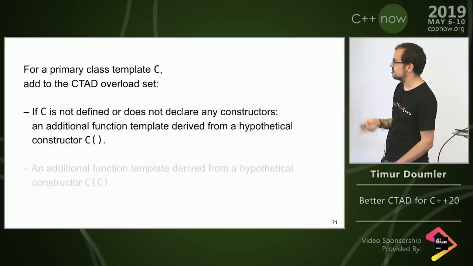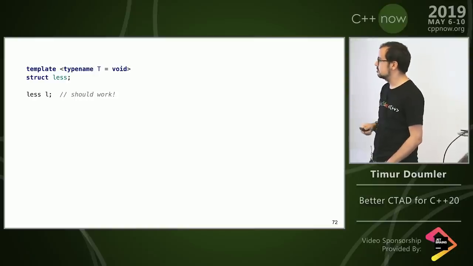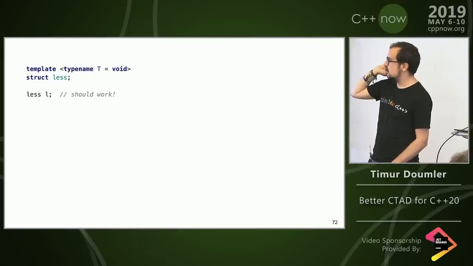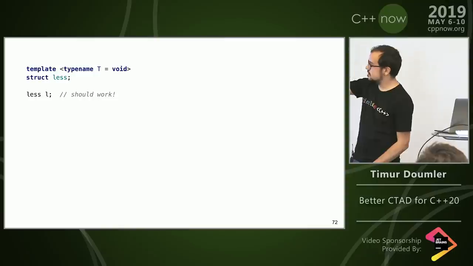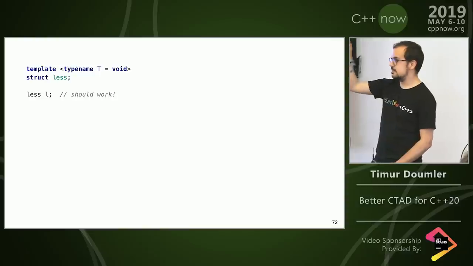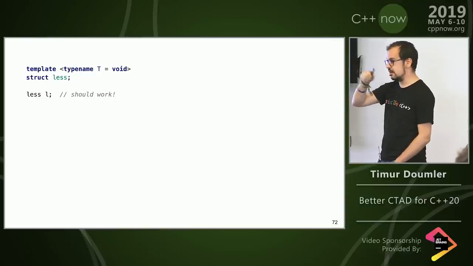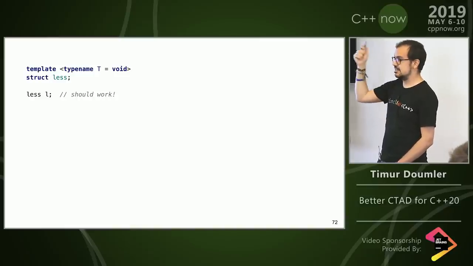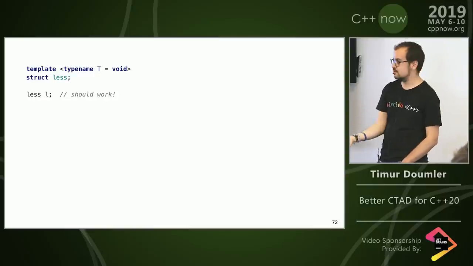So let's look at this first. So this is why this works. What you want to do is, if you have a template with no constructors, and it has a default template argument, in C++14 you have to write less angle. With CTAD, you don't have to write the angle brackets anymore. You can just write less. That's useful. That's cool. But less has no constructors and no deduction guides. So how does this work?